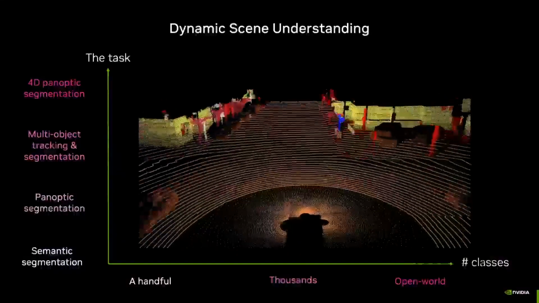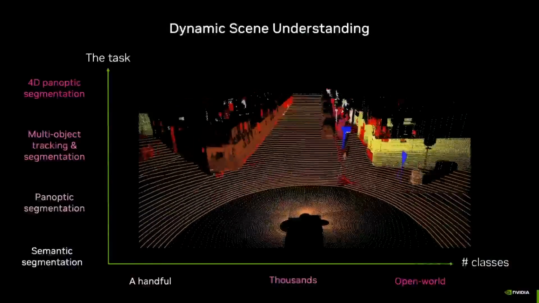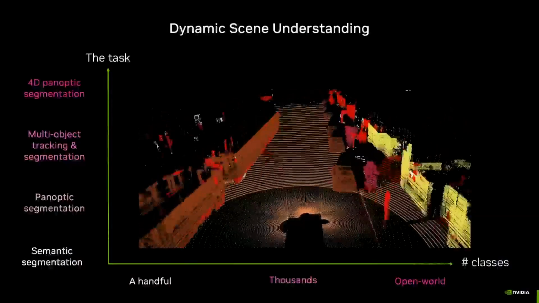Ideally, what we would want is to move to the extreme of this axis, right? We would like to have 4D panoptic segmentation, and we would like to have this in the open world. So you can imagine that doing this in a supervised way is completely not feasible.